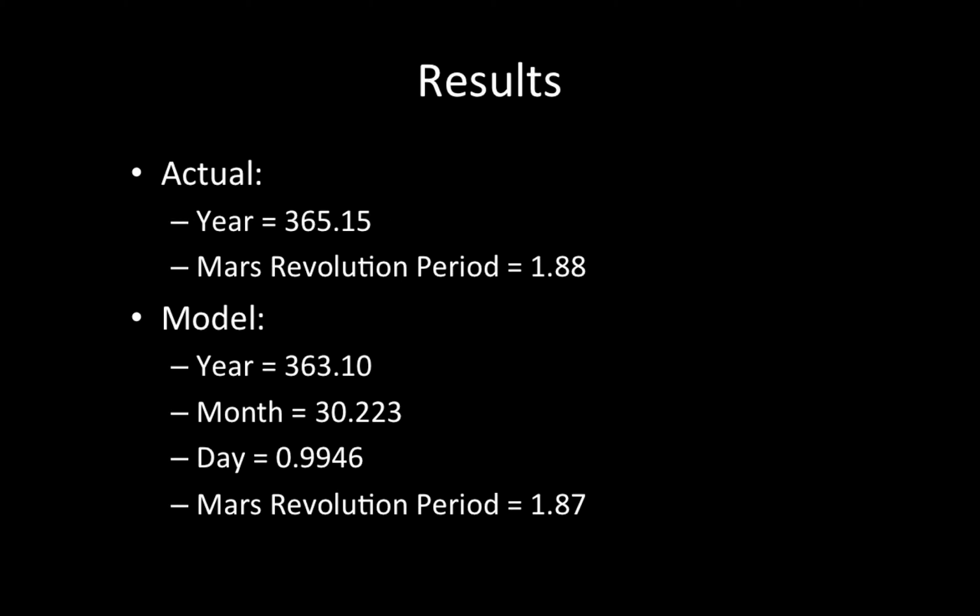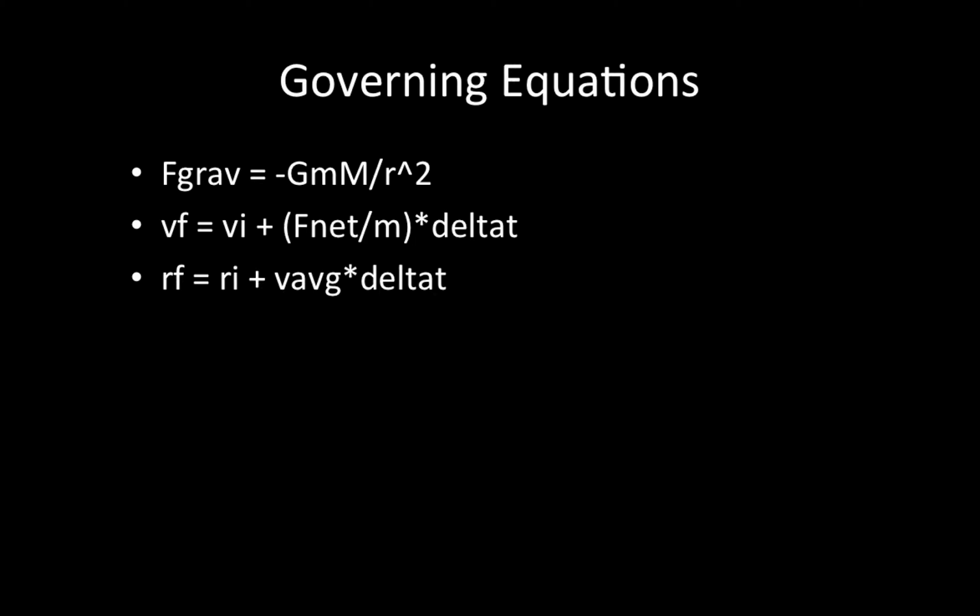My results turned out to be fairly accurate. The model predicted year was off by 2 days, and the modeled Earth month and day were nearly spot on with 30.223 days and 1 day, respectively. Also, the modeled period of revolution for Mars was 1.87 Earth years, similar to the actual data of 1.88 Earth years. Here are my governing equations.